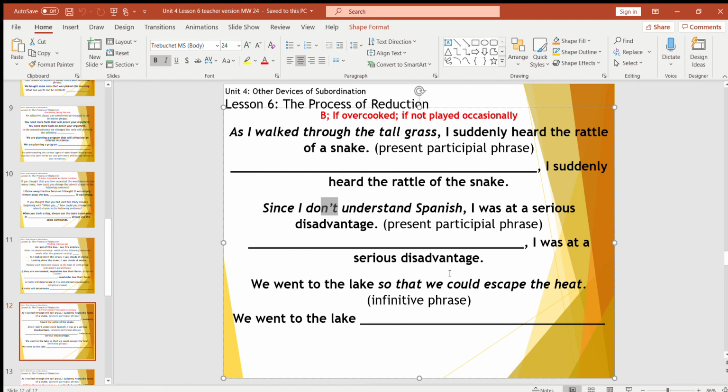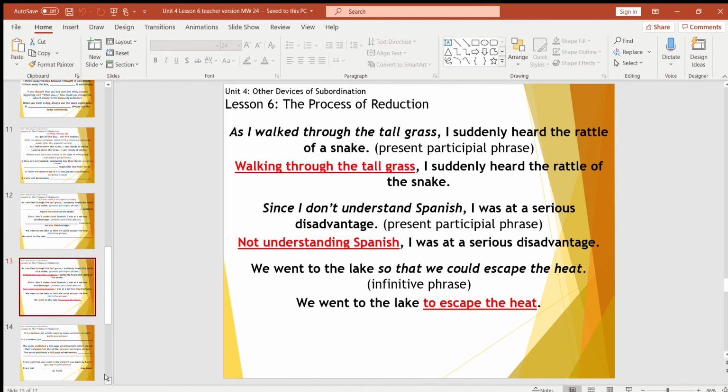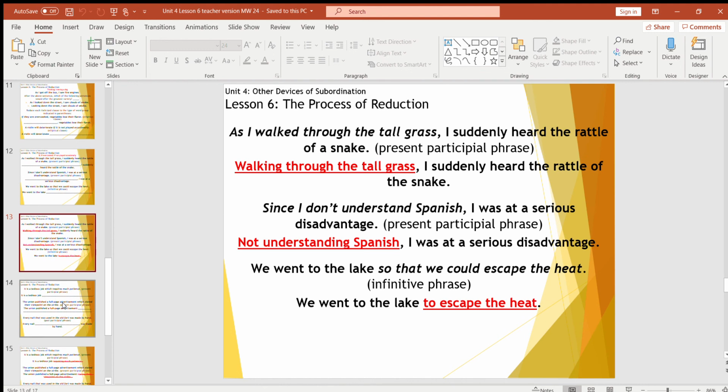We went to the lake so that we could escape the heat. I want this to be an infinitive phrase. So we went to the lake to do what? To escape the heat. We can get rid of everything in front of this, so that we could, and just put to in its place. So there are those answers if you require them.